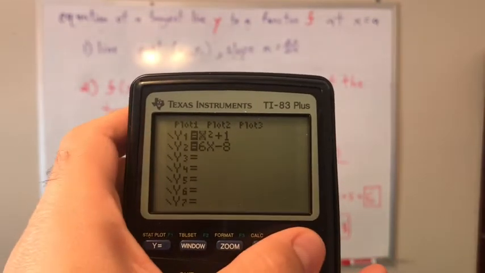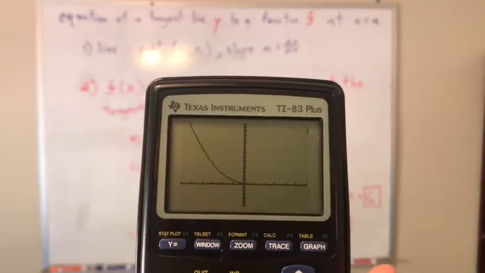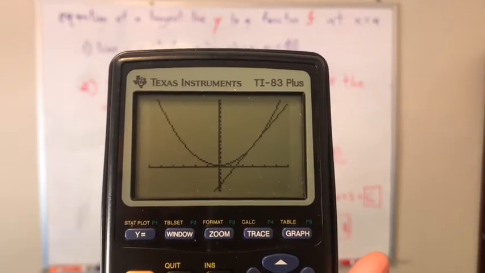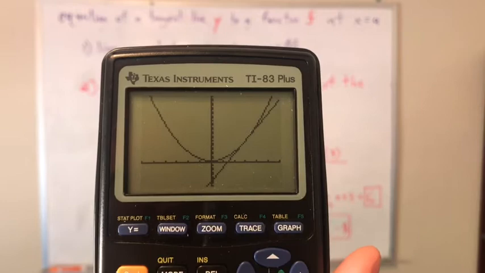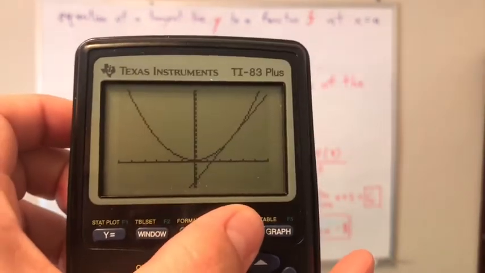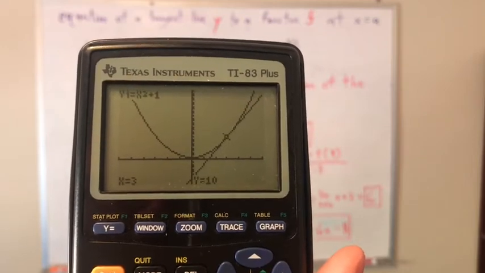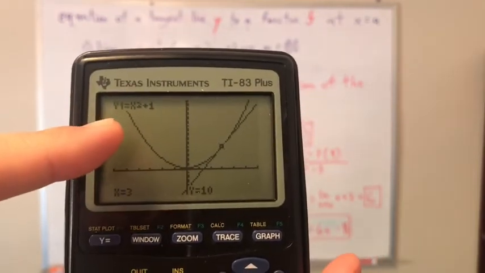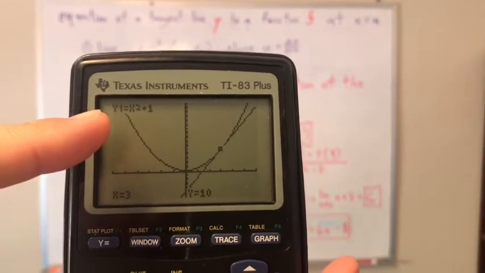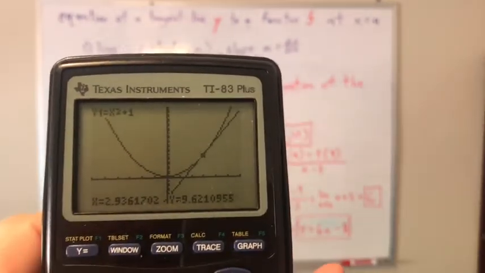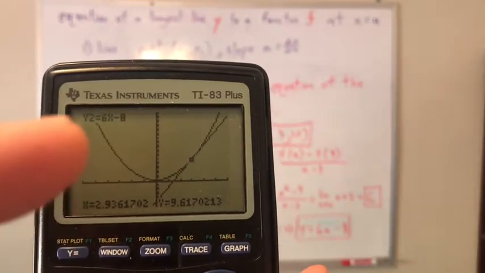We're going to hit graph, and I chose a very specific window to make it easiest for you to see. That's the quadratic, and that's the linear. Do you see they're coming together at a singular point? Let's hit the trace function. Press the number 3, and what do you think is going to come out? 10. Notice that's coming out for my f function, f of 3 is equal to 10. What if I did trace, down arrow, now I'm on to the other function.